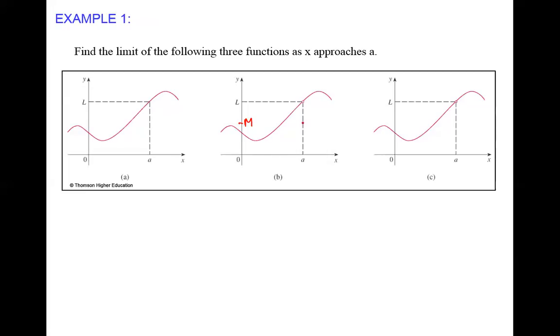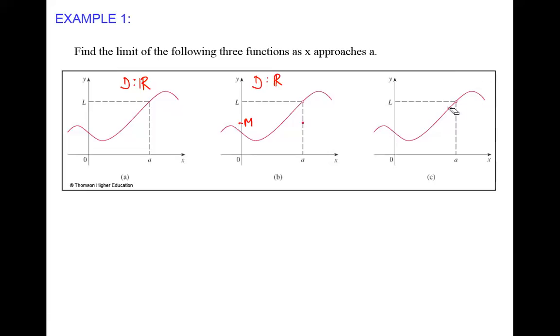Find the limit of the following 3 functions as x approaches a. And we can see this is a, a and a. This is just a continuous function. The domain is all of the real numbers, R. For the second one, we have a similar function, but we can see there's an open dot and the value is somewhere else. Again, we have some type of discontinuity, but all of the numbers are in the domain.